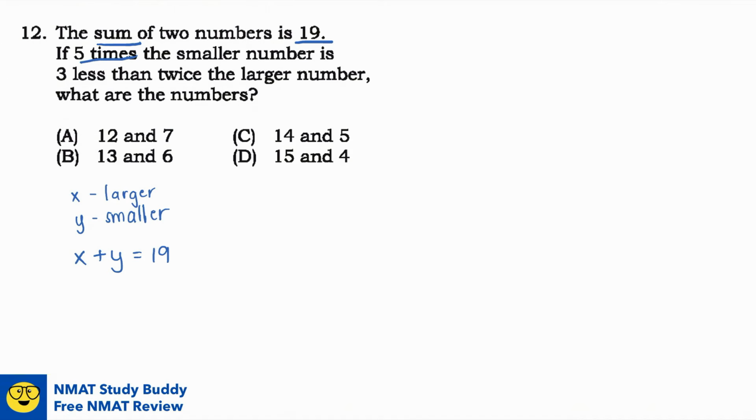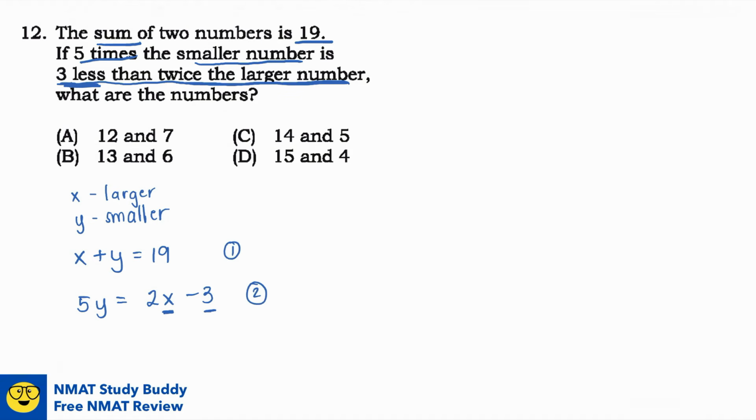If 5 times the smaller number is 3 less than twice the larger number, so, yung sentence na yan, gagawin nating equation. So, 5 times daw ng smaller number, which is yung y, 5 times y, equal daw sa 3 less than twice the larger number. Equal yun sa 2x minus 3. Kasi yung x yung larger number, so 2 times x, and then less than 3, so nag-minus tayo ng 3. So, meron na tayong two equations. Ito yung equation 1 and equation 2.